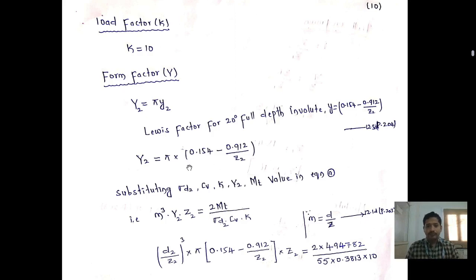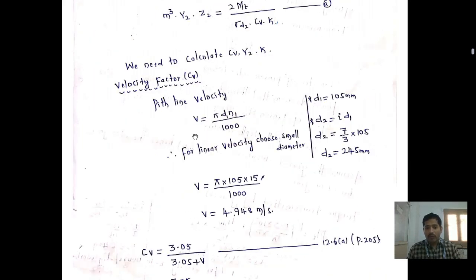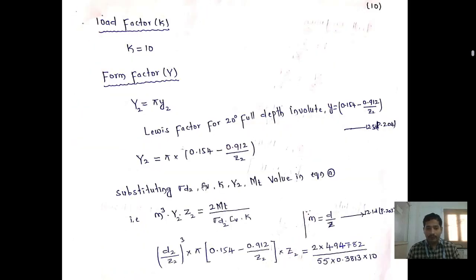Okay dear. After that, our intention is that we want to find out the values of Cv, k into y2, as well as Mt. So we substitute this whole value in equation number 1. Equation number 1 we already found here: m cube into y2 into z2 is equal to 2 Mt by sigma d2 into Cv into k. Clear? Then you just substitute it over here.